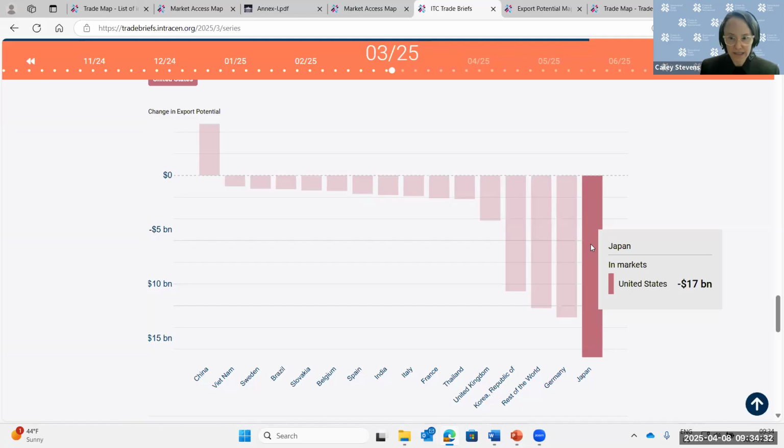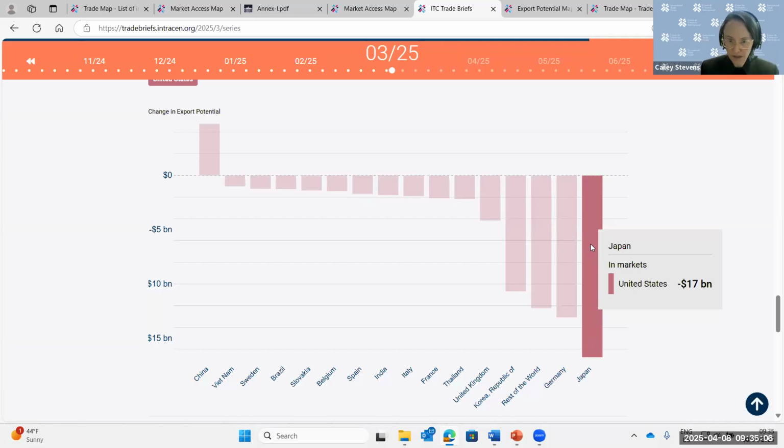Now, you may ask, how are we projecting this? How are we estimating that this will be the loss to Vietnam or the loss to Japan? Now, this model is based on our export potential map, which I will show in a minute. But what it does is our export potential estimates are based on supply, demand, and what we call ease of trade between two countries. They also take account of tariffs.